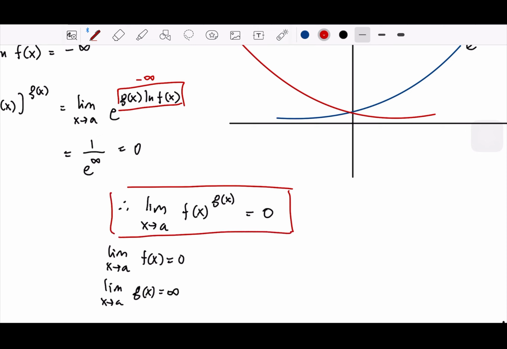So the key point, why it's 0, is because of the ln. Because of the ln property, the logarithm property, if you think within the functions itself.